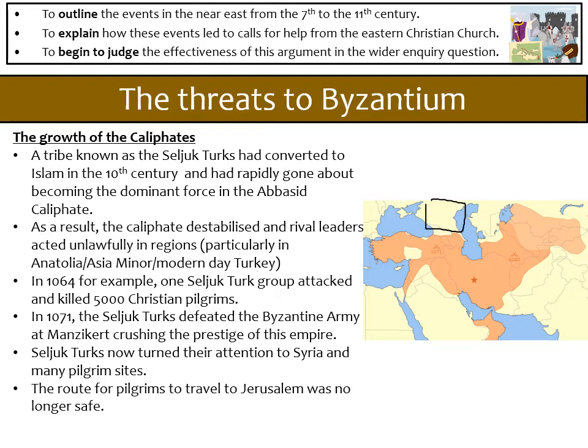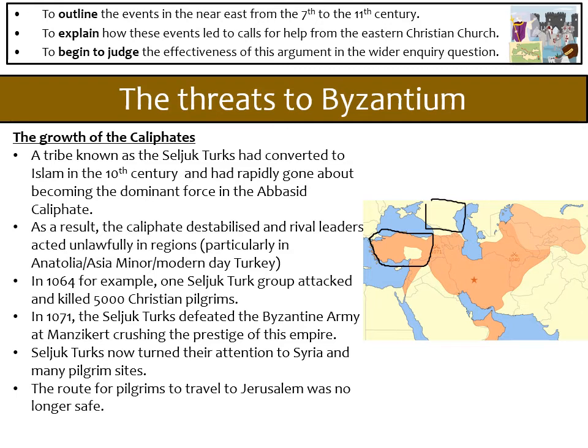But rather than just centering on one particular area and having a capital city, they like to expand their empire. They like to live a nomadic lifestyle, which means that they're moving and they're fighting. So the caliphate starts to destabilize, and they start to have unlawful acts, particularly in this region called Anatolia, modern day Turkey, also known as Asia Minor. That's been traditionally the heartland of the Byzantine Empire.